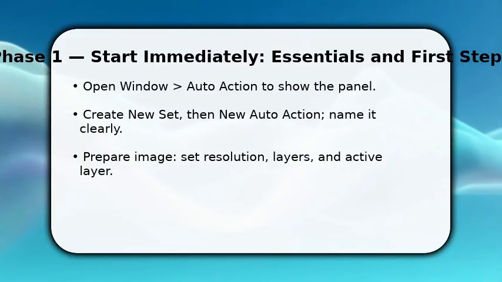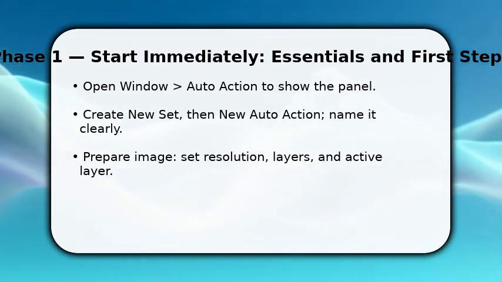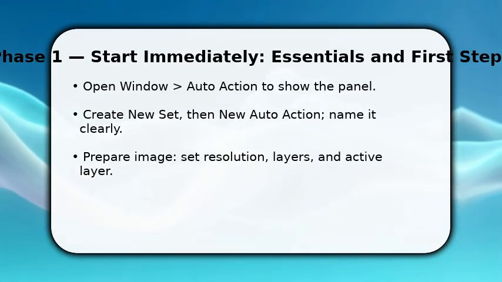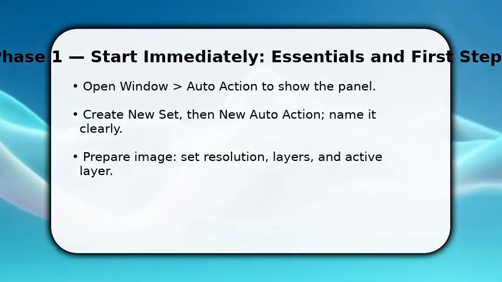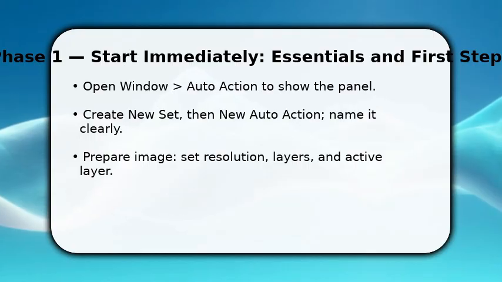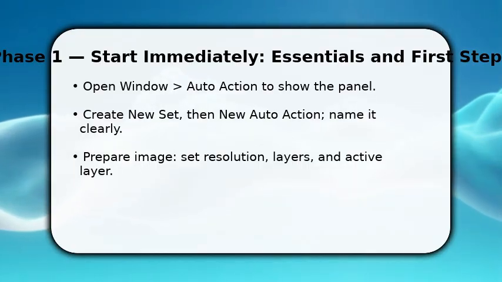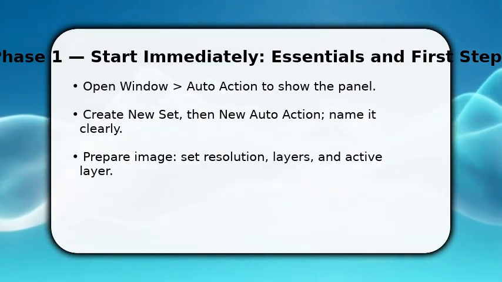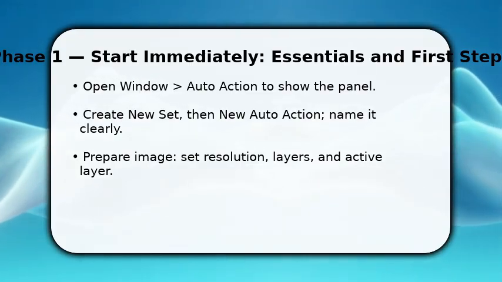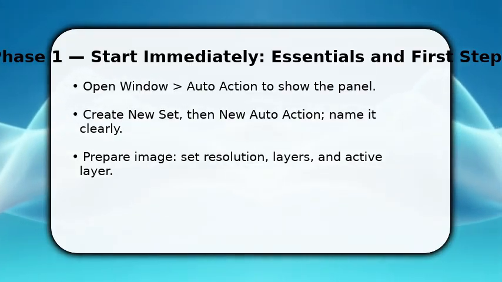You begin by opening the Auto Action panel and creating a new set and a new auto action. Do this now so your steps record into a named slot. Make sure you have the target file open, with the correct resolution and the layer you want selected, because Auto Action records layer-specific commands. Once ready, press the Record button and perform the first transformation, crop, resize, or a simple filter, so the action captures a reproducible starting step.